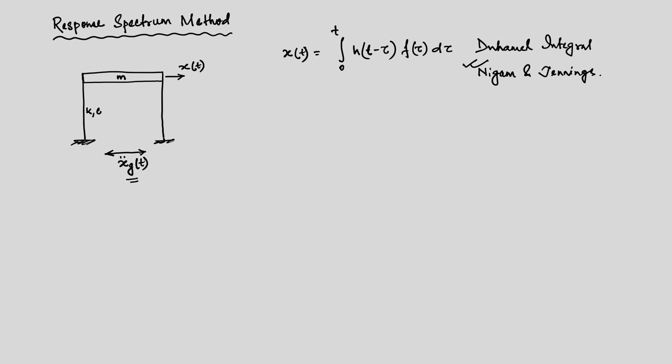Now, before we do that, again we can develop the equation of motion for this structure, and for that, again, if I draw the free body diagram of the mass, so we have the inertia. So, this is m x double dot, and then there will be a restoring force which is k times x minus x g, and the damping will also act. So, this will be c times x dot minus x g dot. So, that is the free body diagram.